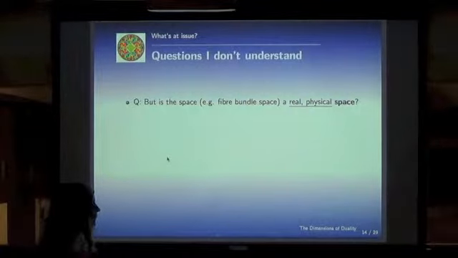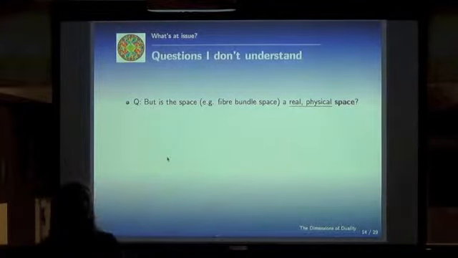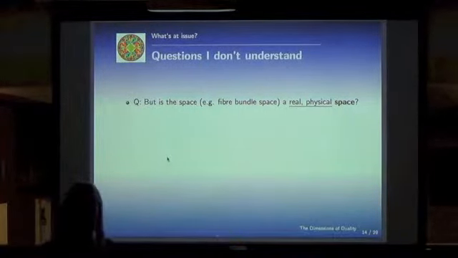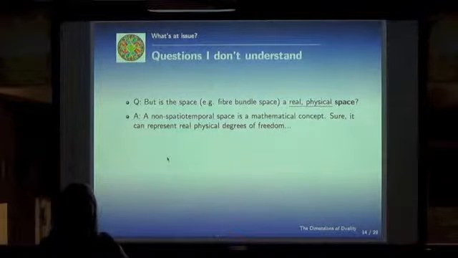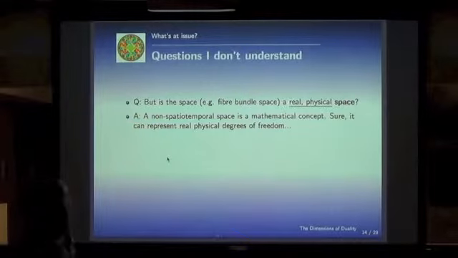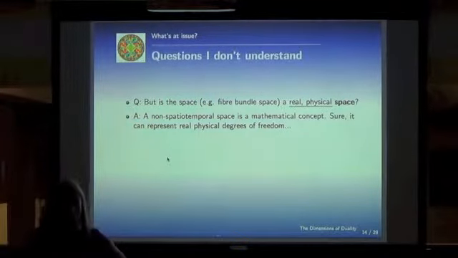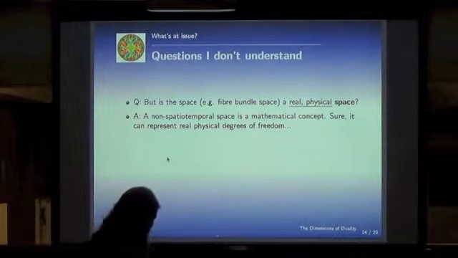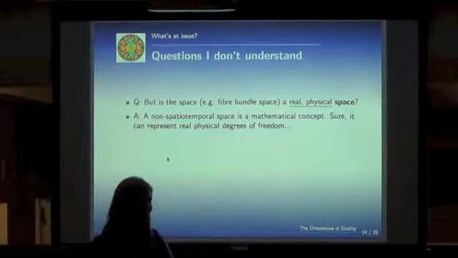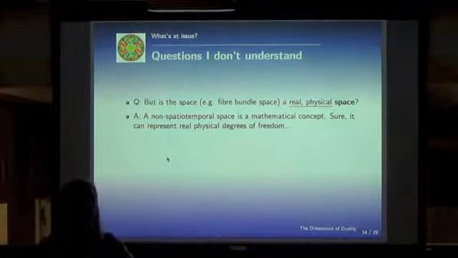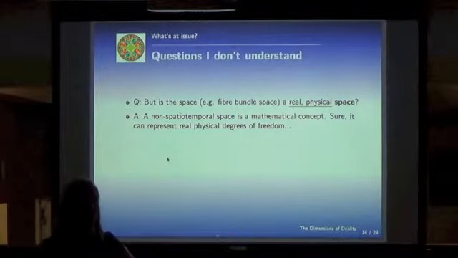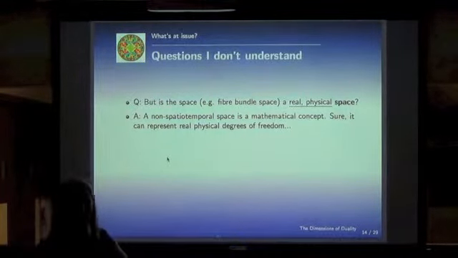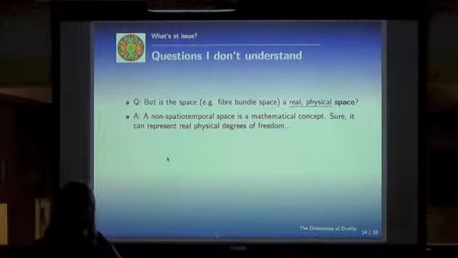But here's one. This is the kind of thing you hear with a bit of table thumping. But is the space, so the fibre bundle space, a real physical space? That's what I think when I'm a fibre bundle substantivalist. Well, here's my answer to that. A non-spatiotemporal space is just a mathematical notion. I mean, sure, mathematical spaces can represent physical degrees of freedom, so they're real and physical in that sense. But I understand what it is for something to represent spatiotemporal degrees of freedom, and I understand what it is to be well represented by mathematical spaces. I don't understand what the additional bit of table thumping on sort of real physical space rather than just degrees of freedom that are well represented by mathematical space is.